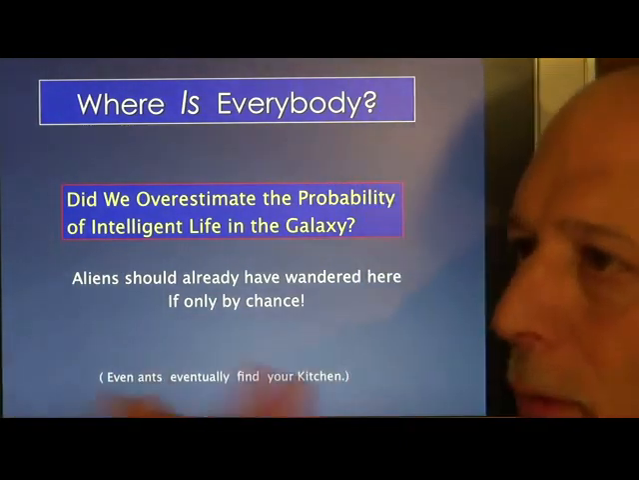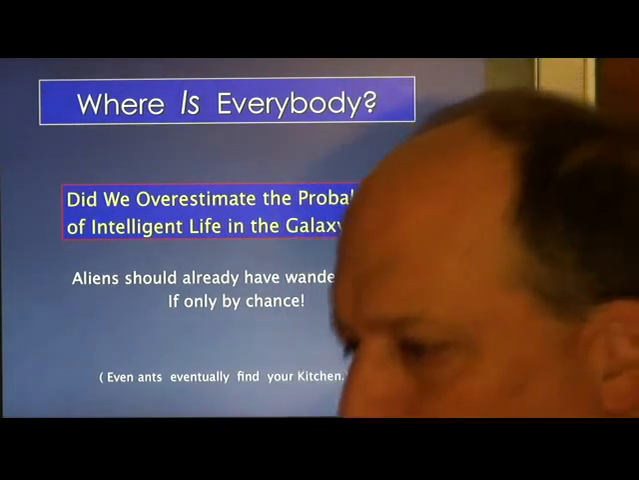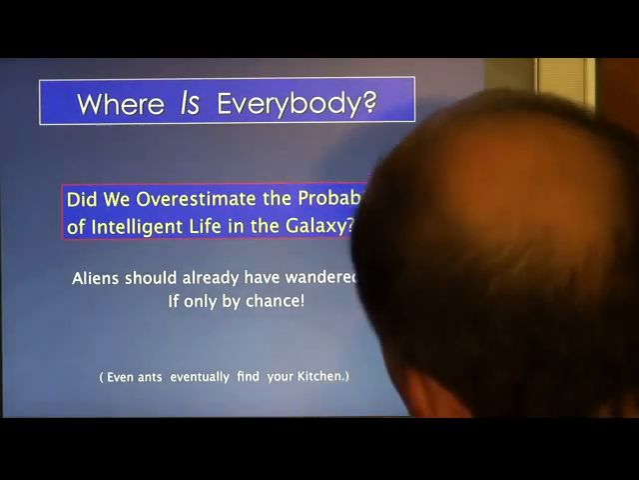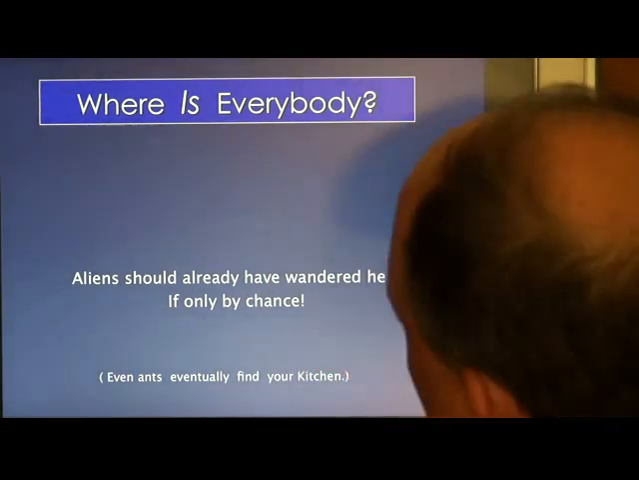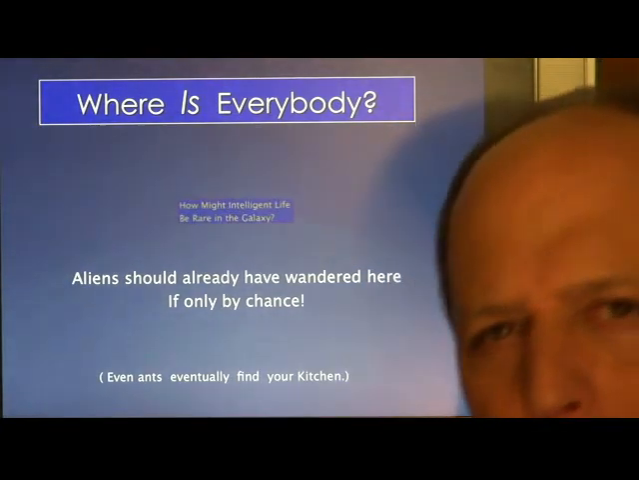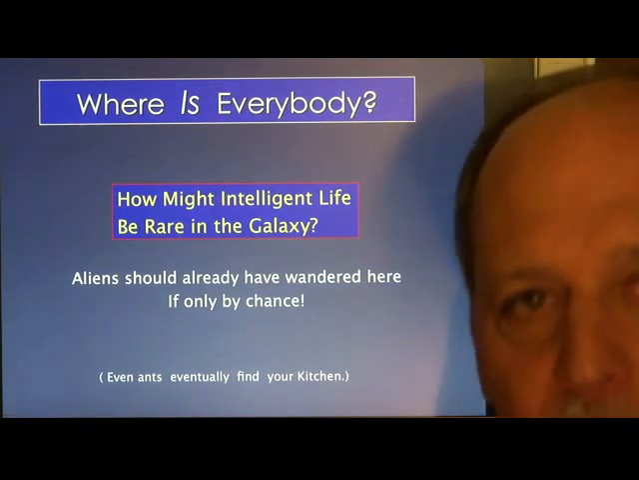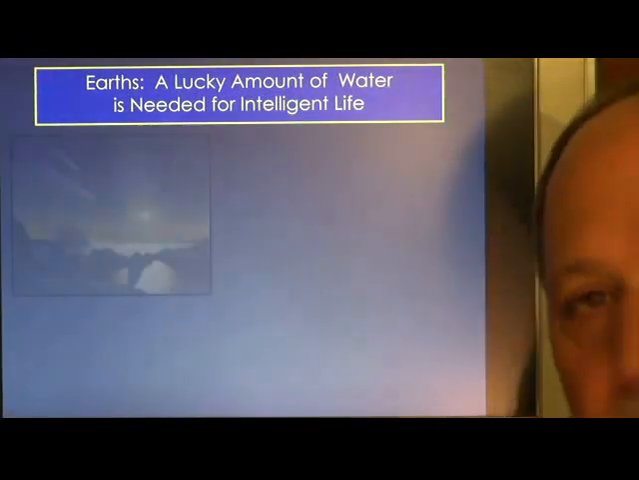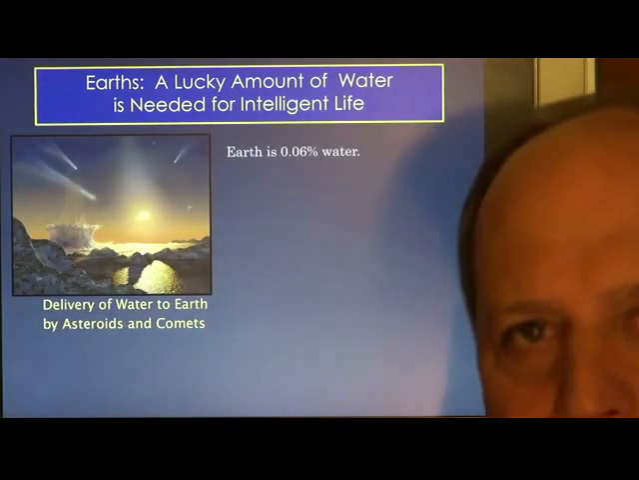If they were wandering around in their spaceships or even robotic spacecraft, surely they would have wandered to our solar system by mere chance. But that isn't the case. So why don't we see the advanced civilizations? Where might we have gone wrong in our estimate of how common intelligent life is in our galaxy?